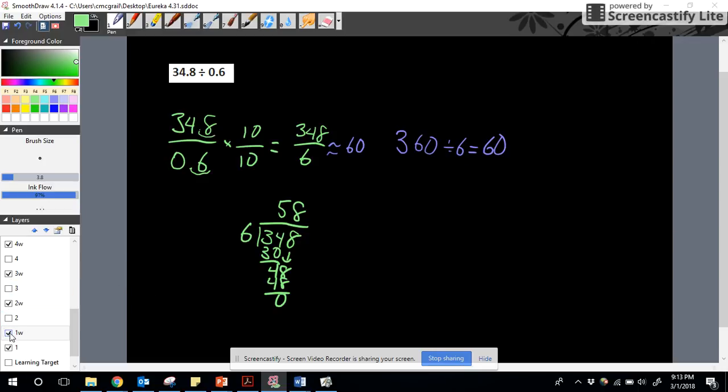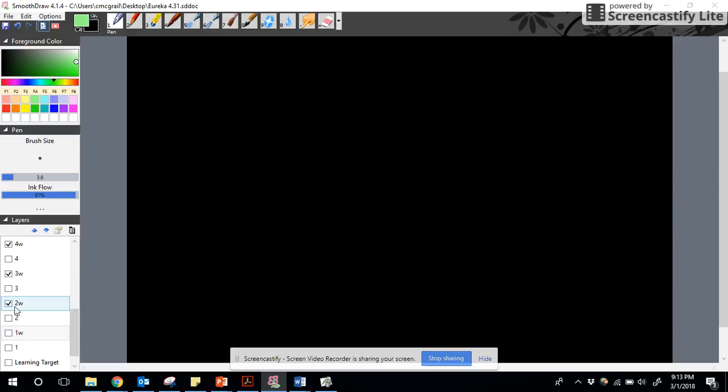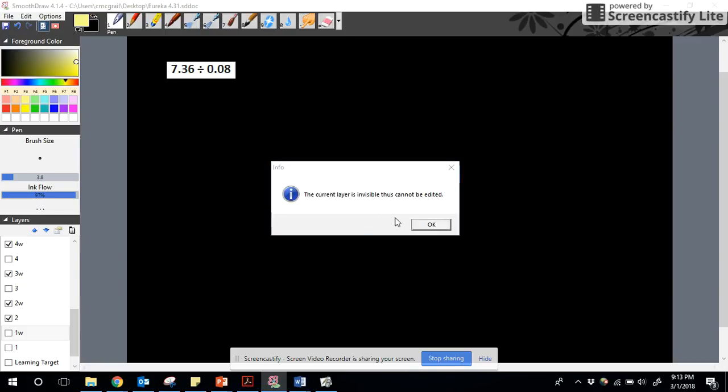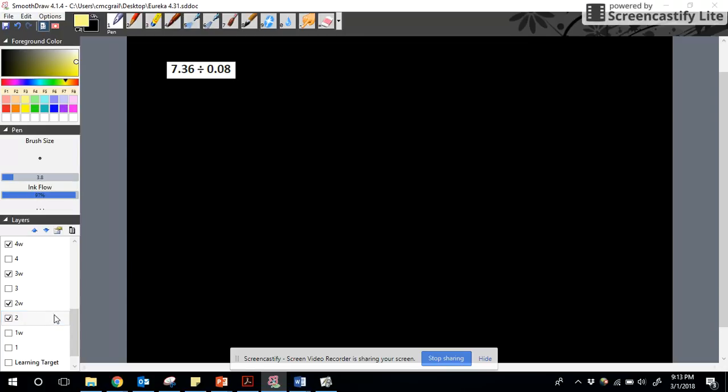Let's take a look at a different problem. Here's problem 2. Please write this down and follow along with me. Step 1, I'm going to rewrite this problem as a fraction. 7 and 36 hundredths divided by 0 and 8 hundredths. Now this is different in a really minor way, but a really important way.